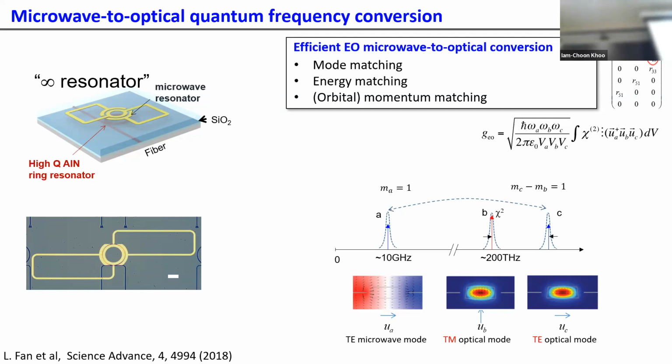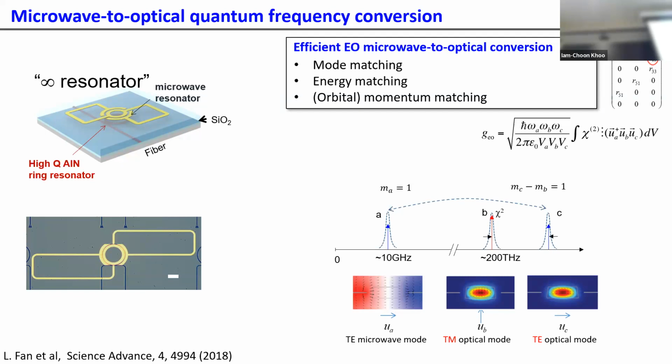So that's mode matching. You also consider energy matching. There are two optical modes, but their splitting should be around 10 gigahertz and match my microwave resonator frequency. Also, your momentum will be matched.